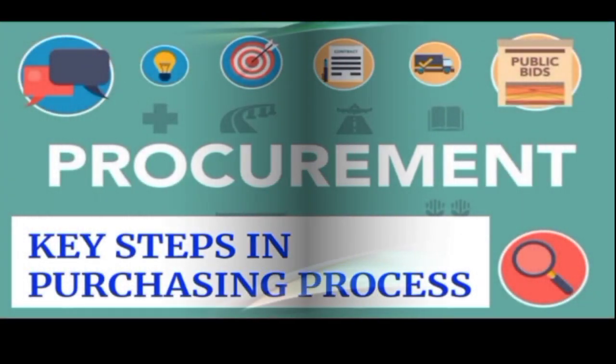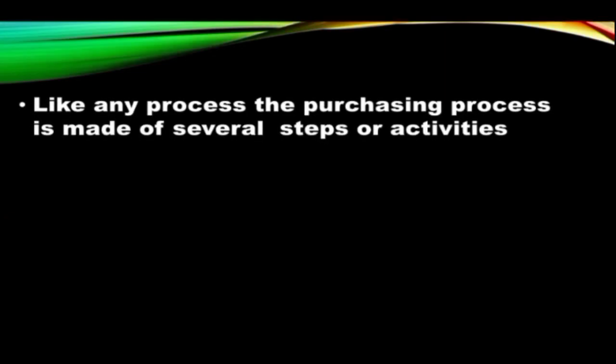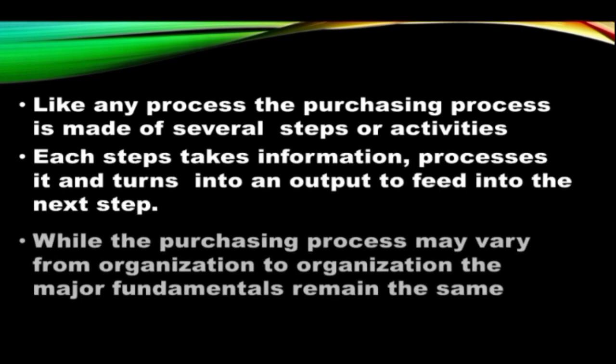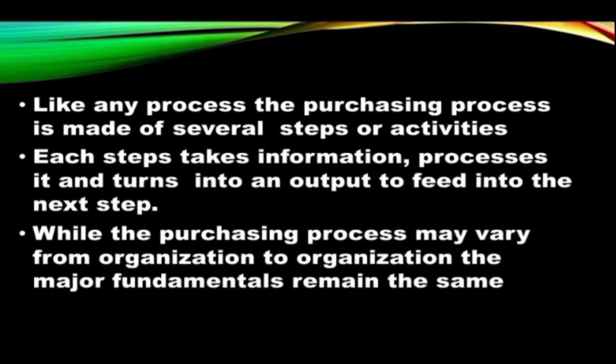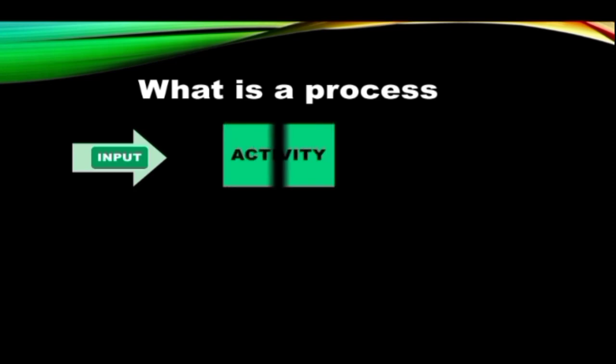In this video we'll take a look at the key steps of the purchasing process. Like any process, the purchasing process is made up of three key attributes: an input, an activity, and an output. While companies' purchasing processes may be subtly different, the key fundamental steps remain the same. Let's take another look at a standard process. As we said, it has three attributes: an input, an activity, and an output.